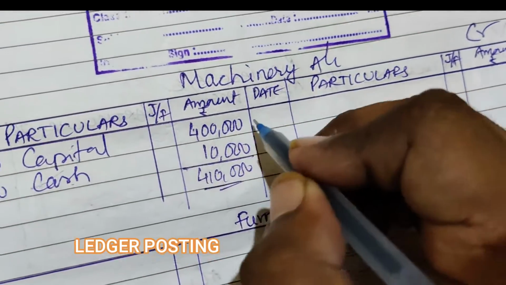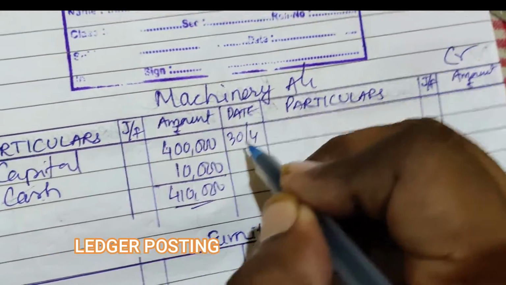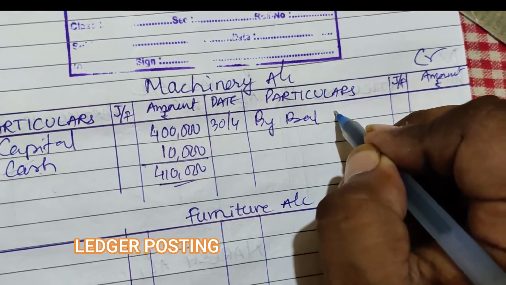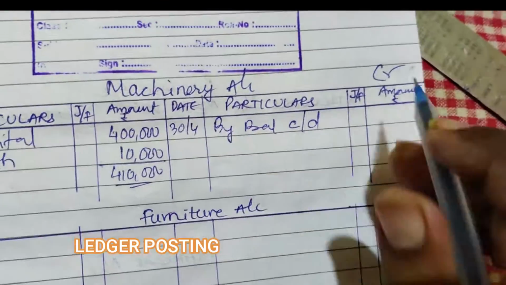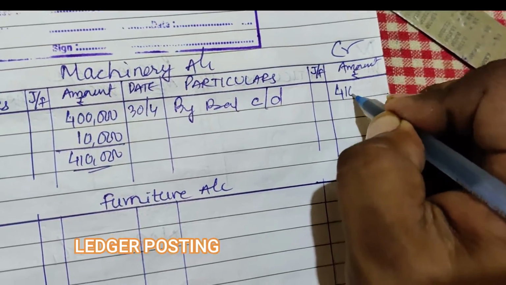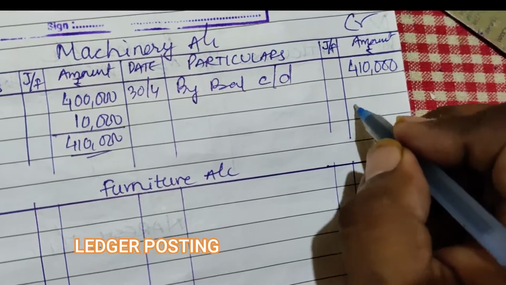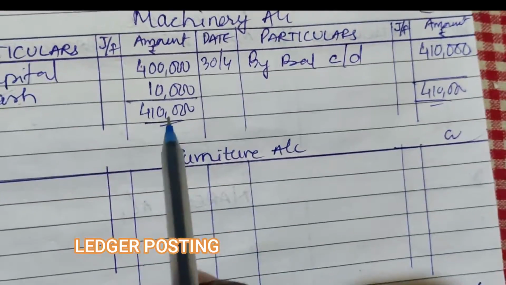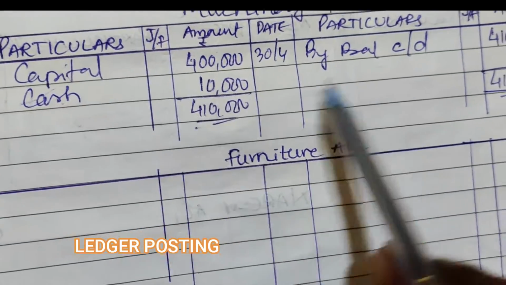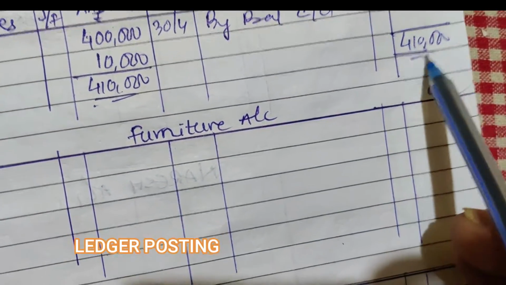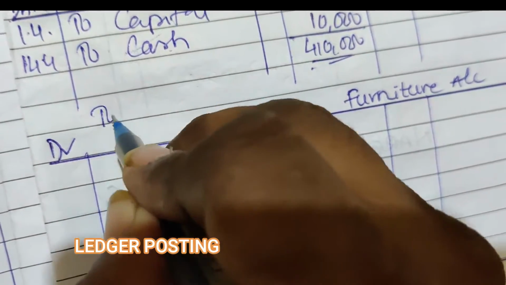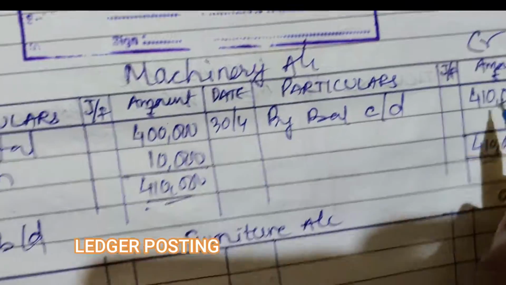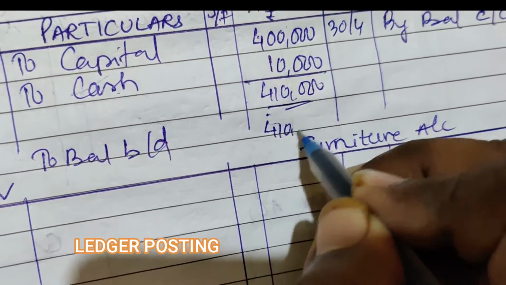At the end of the month, 30 April, what do we write here? By balance carried down, the amount is 4 lakh. To make both sides equal we are balancing the ledger. Now both sides total 4 lakh 10,000 in the same line. Now by balance c/d 4 lakh 10,000. To balance brought down, this will become 4 lakh 10,000 in the next month.